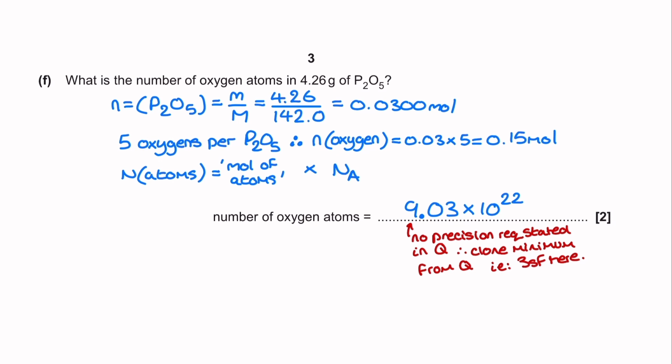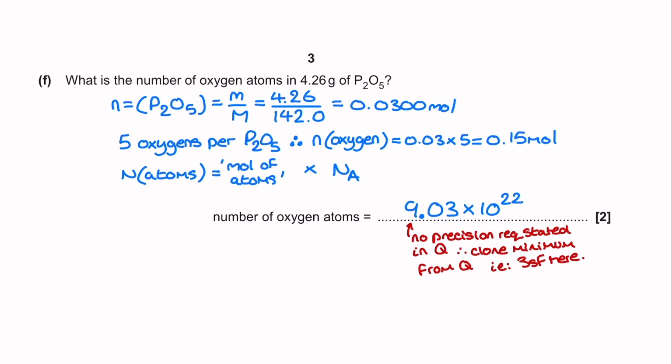So that gives us a value of 0.0300 mole. Then what I need to do is consider that that number of moles represents the P2O5, but I'm interested in the oxygens. So how many moles of oxygen atoms do I have? Well, I just multiply the value of moles that I've just calculated here by 5. And that gives me a value of 0.15 mole of the oxygen atoms.